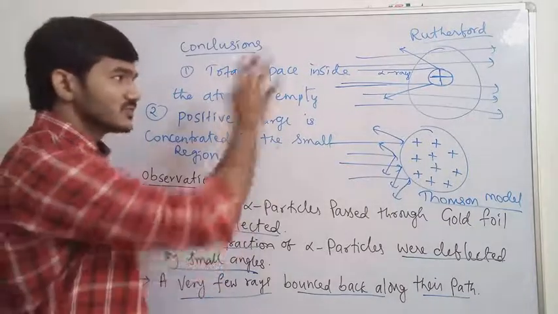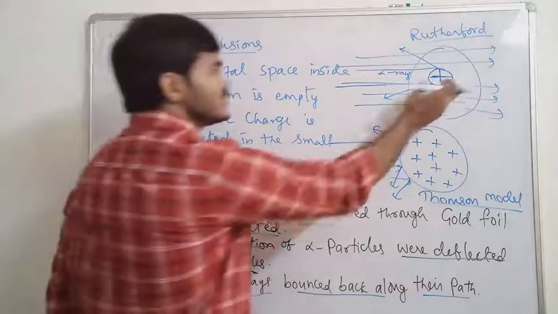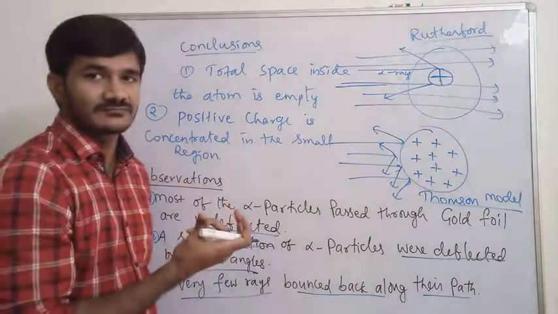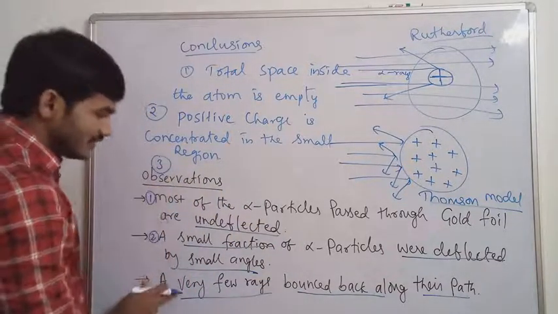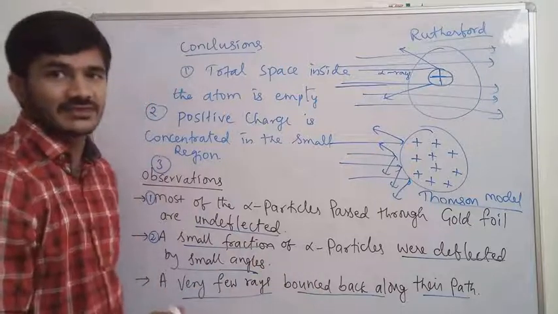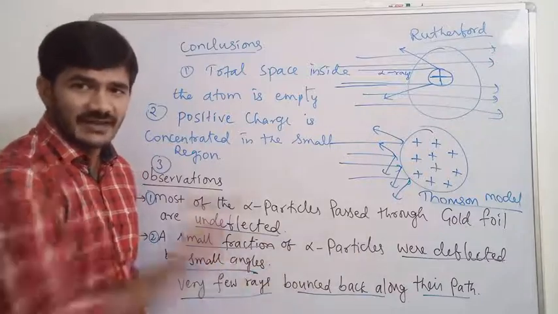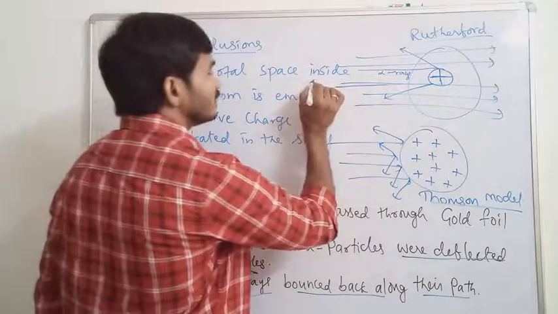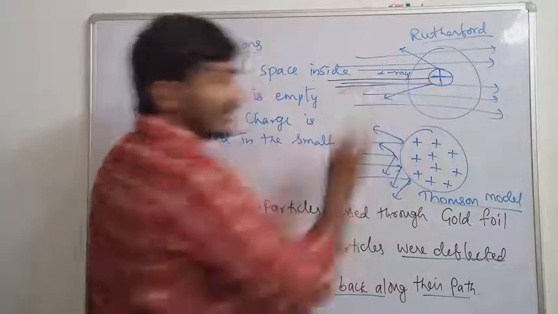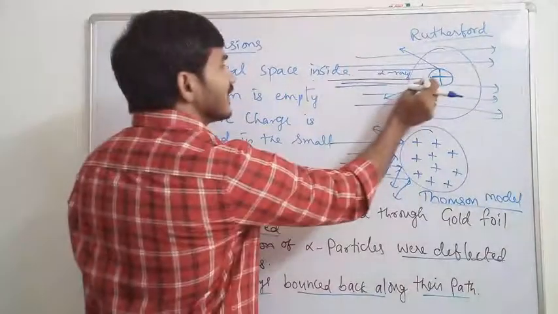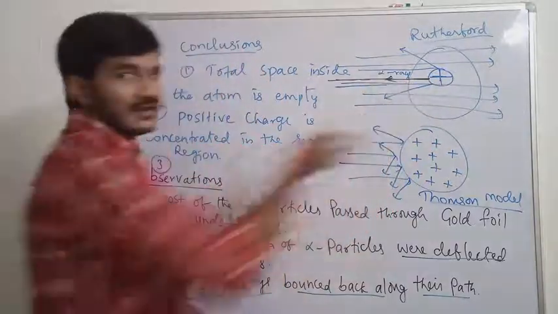Rutherford is telling that most of the space of an atom is empty. And the positive charge is there, but that positive charge is only a small portion. That's why few rays are deflecting. And the third one is that very few rays are bouncing back along their path. Whenever one ray out of 20,000 rays is moving like this and hits exactly in the middle, it bounces back along its path. It moves like this and touches the middle, then it can come back.